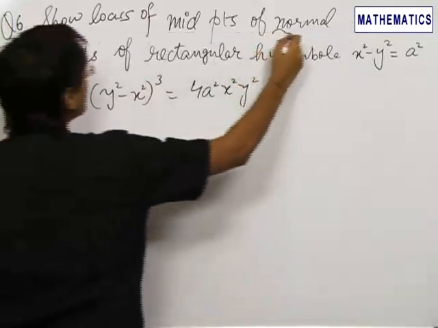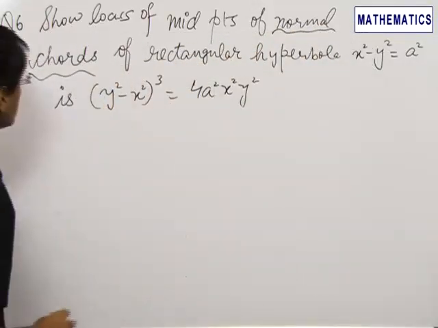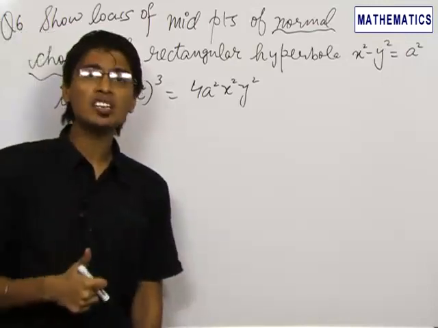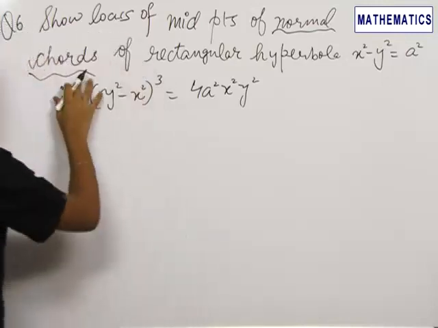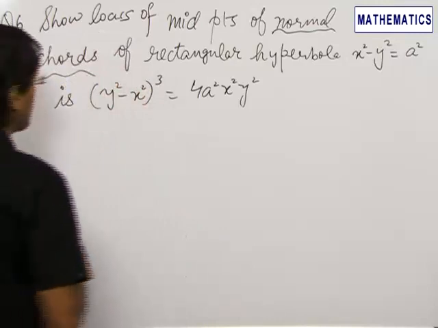Now what do you mean by a normal chord? A normal chord is a chord of a curve that is both acting as a normal to that curve as well as it is a chord for the curve.